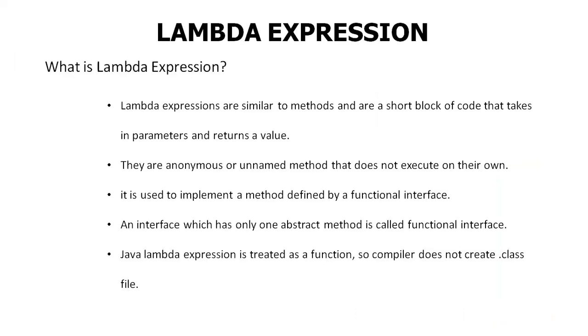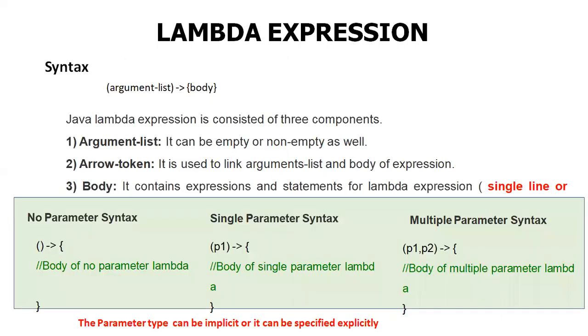So what is a lambda expression? Lambda expressions are similar to a method: a short block of code that takes in parameters and returns a value. They are anonymous or unnamed methods that do not execute on their own. A lambda is used to implement a method defined by the functional interface. An interface which has only one abstract method is called a functional interface. Please note that in Java, a lambda expression is treated as a function, so the compiler does not create a .class file.